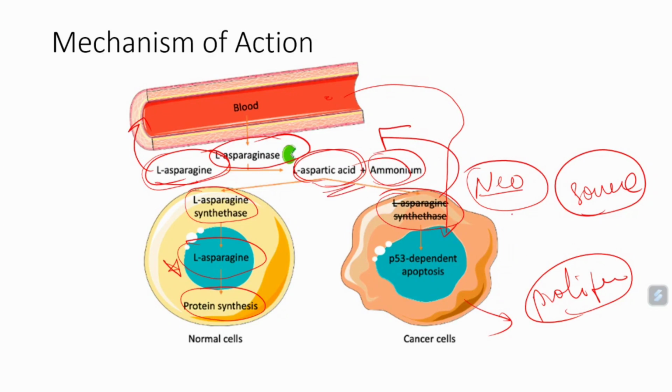So in that case, what happens? The neoplastic cell will starve. It has no L-asparagine for protein synthesis. In the absence of L-asparagine, this cell will die. It can't survive, it can't proliferate. So in that manner, the L-asparaginase enzyme converts the L-asparagine into aspartic acid, and with that it will kill the neoplastic cells. Very, very interesting and very easy mechanism of action.